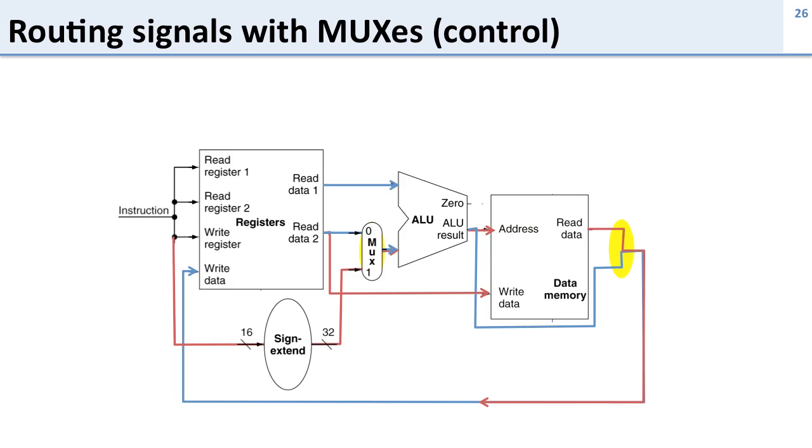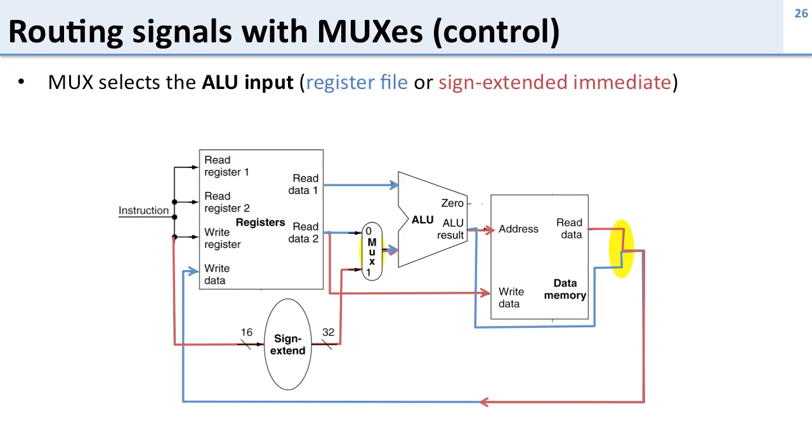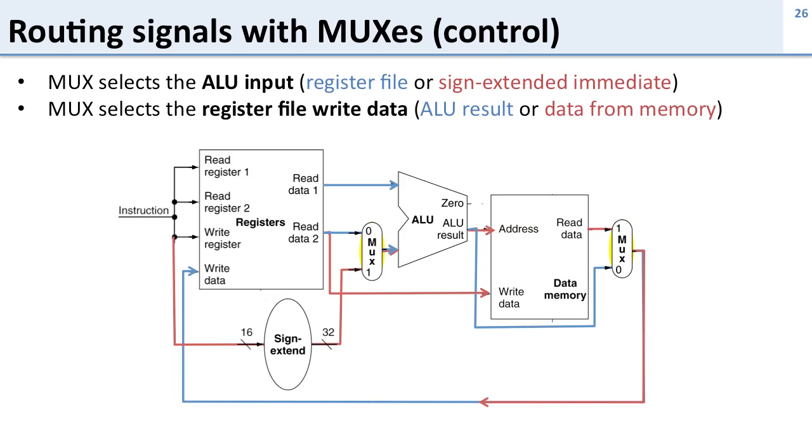Here's the first MUX, and it's the input to the ALU. This MUX chooses the ALU input. It selects either the register file, or the sign extended immediate value. The second MUX over here is selecting the data that goes to be written into the register file. So this selects either the ALU result or the data from memory to be written into the register file.